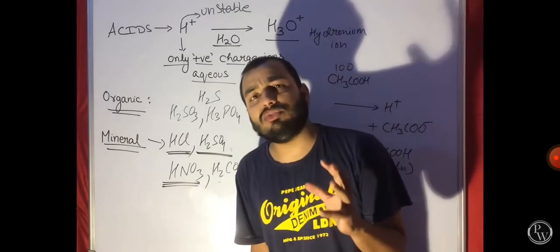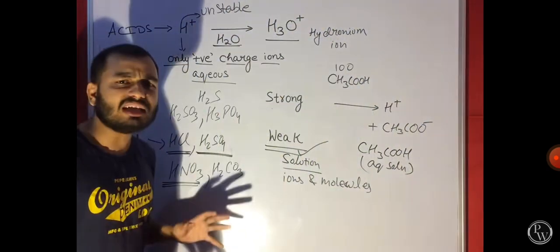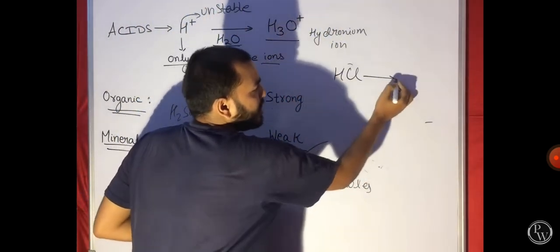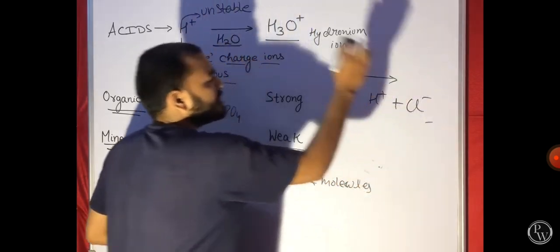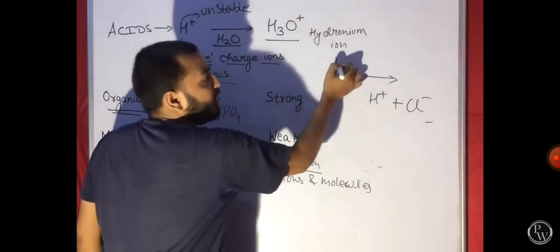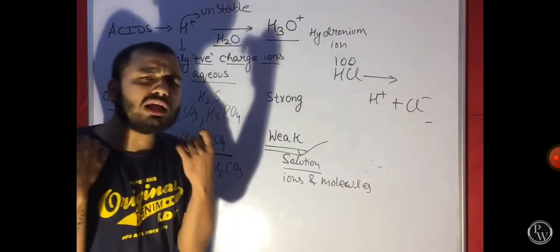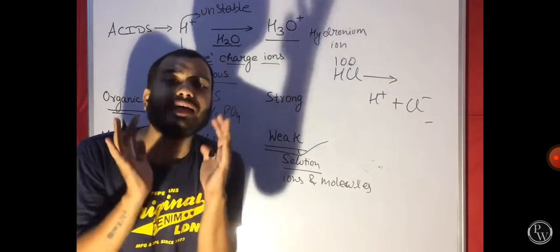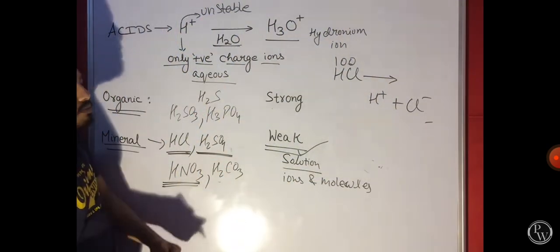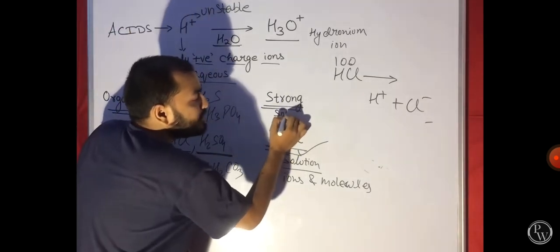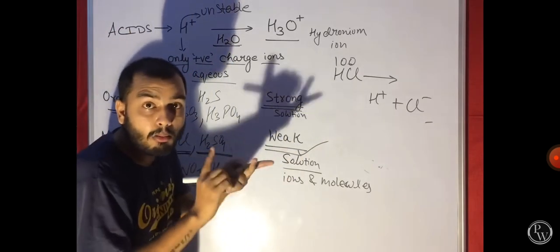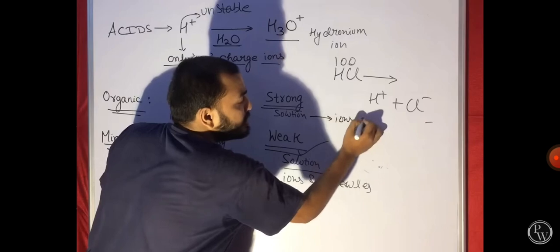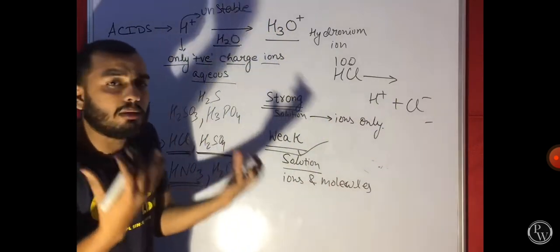These acids are generally very strong. Mineral acids are very strong. If I take a solution of HCl, it will furnish too much H plus ion and too much Cl minus ion. If I take 100 molecules of HCl, all 100 molecules will change into H plus and Cl minus. No molecule will be left as such in the aqueous solution. So a solution of a strong acid will contain ions and ions only, because it ionizes completely.